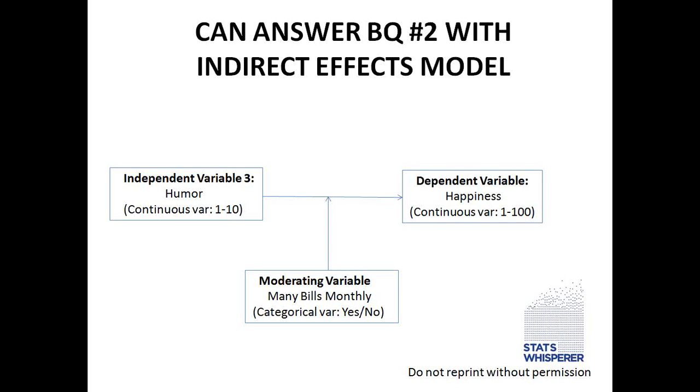So there's a relationship between the independent variable and dependent variable, humor and happiness. And that arrow coming up from the bottom is saying that many bills monthly, yes, no, is going to moderate that relationship and explain it in a way that the direct effects could not explain. So let's make this a bit clearer also.